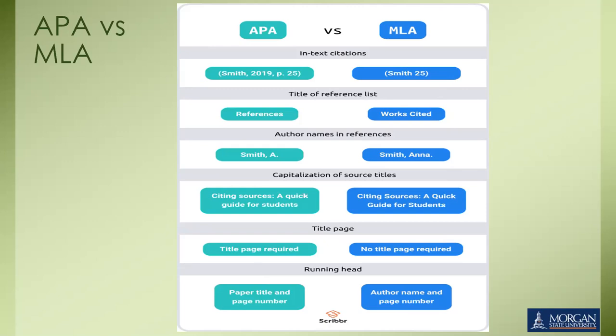Then the title page. For APA, the title page is required. For MLA, no title page is required. For APA, the APA format requires a running head. You will use the paper title and page number. For MLA, you use author name and page number. It is not really called a running head, but it is a secondary header at the top right of the paper. Again, this information comes from Scribbr.